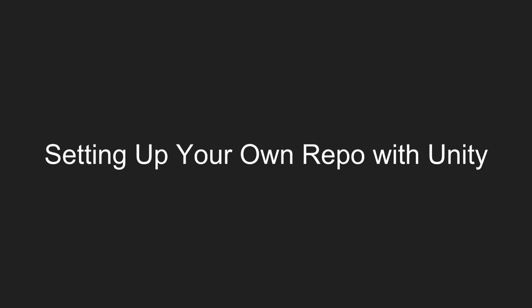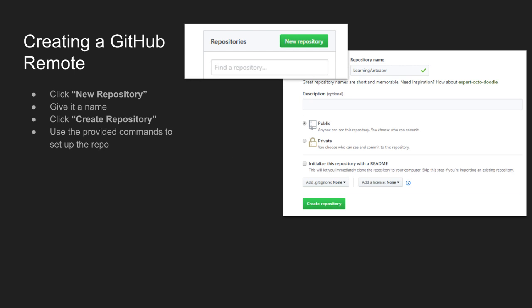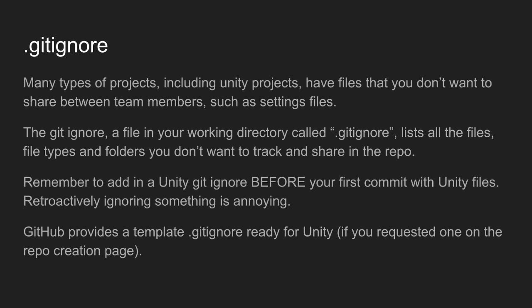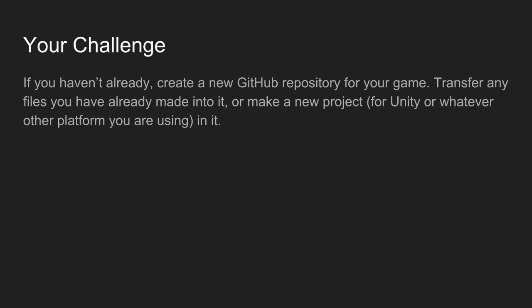Really quickly, on the make repository page, there is an add .gitignore button. There is a preset GitHub has for Unity, so it'll put a .gitignore inside your repository automatically that basically pushes all those Unity cache and temp files out of the way for you. Remember to add in a Unity .gitignore before your first commit with Unity files, because retroactively ignoring something is actually annoying. GitHub provides a template .gitignore ready for Unity.